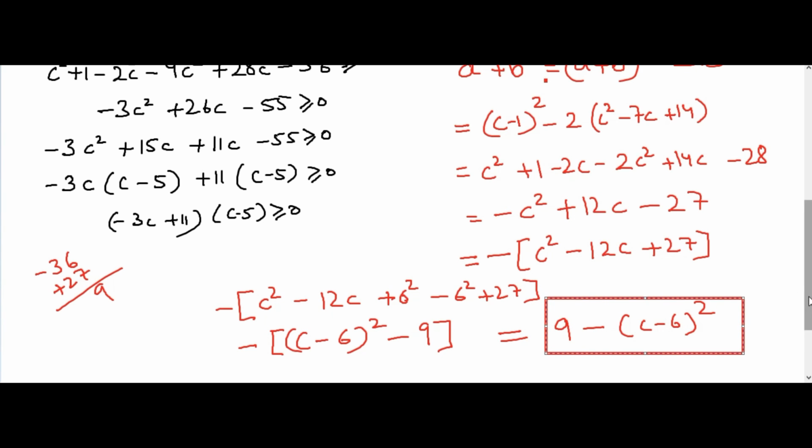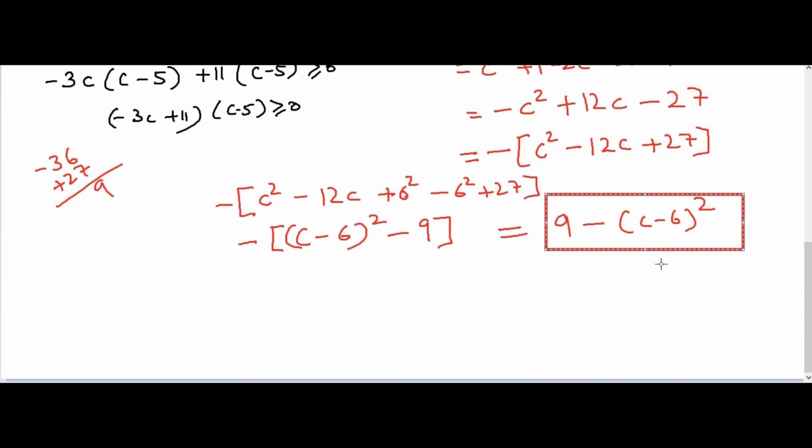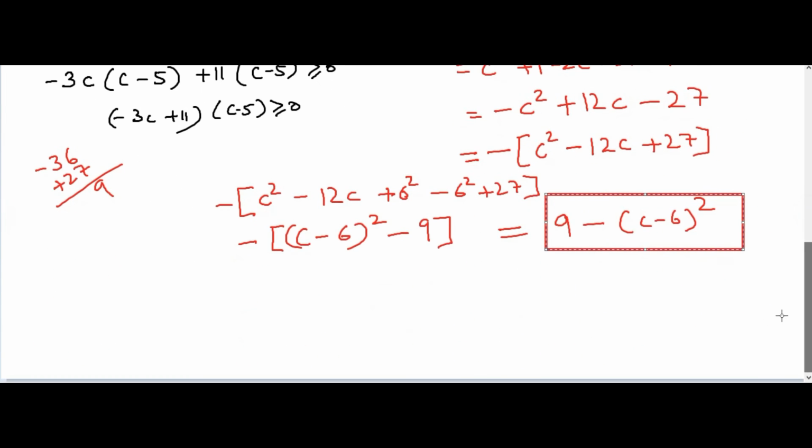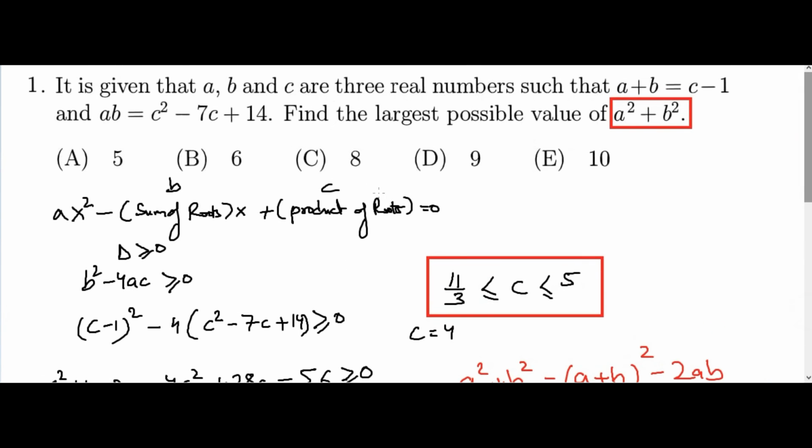After 6 it's going to decrease, but what value should I put? Our limit we need to remember is that c can go maximum up to 5, so we can go to 5 only. That's the important part here. So if I put 5, then I will get 1, and the answer is 8. Now the a square plus b square value is 8 for the maximum. So here is our answer C.